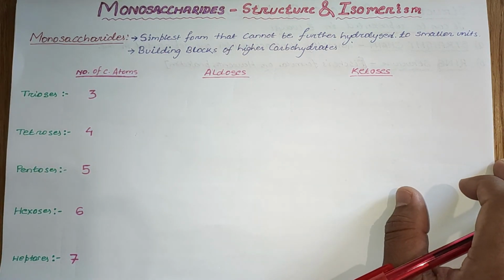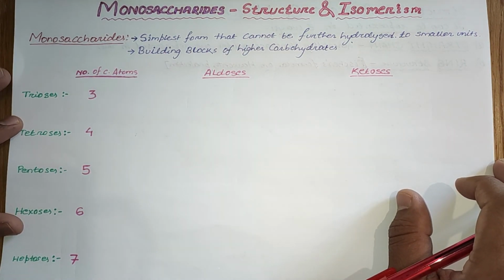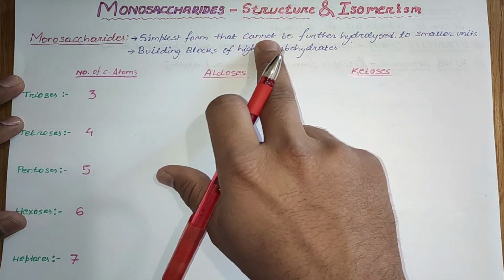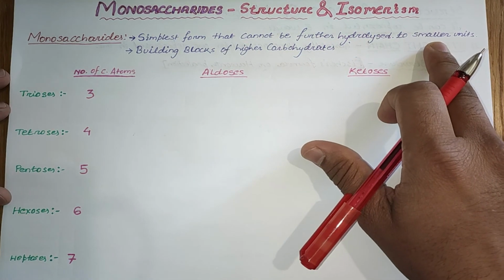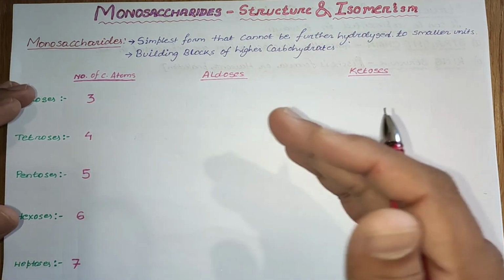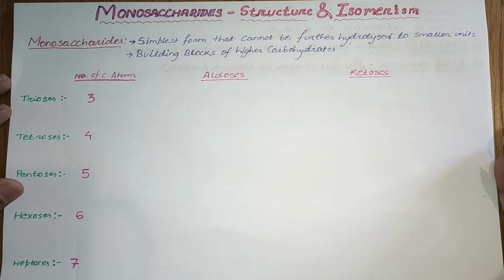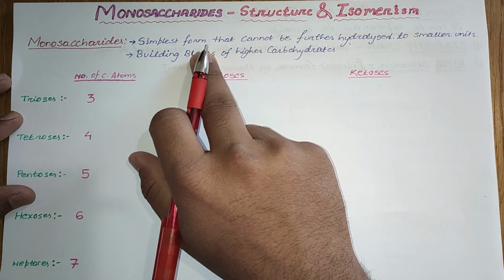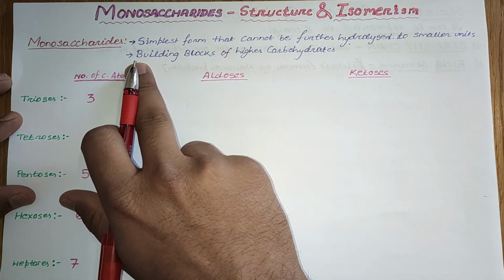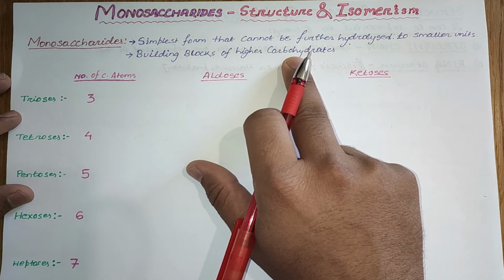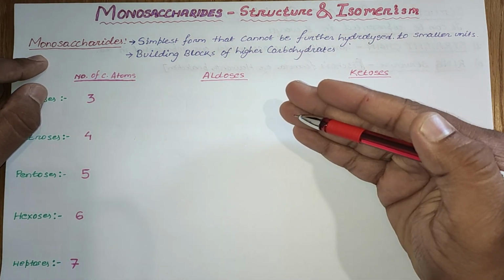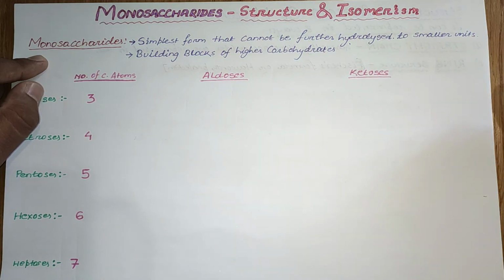Okay, so let's start. What is a monosaccharide? A monosaccharide is the simplest form of carbohydrates that cannot be further hydrolyzed into smaller units. So the monosaccharides will not have any smaller units when acted on by water, or hydrolysis. It is a building block of higher carbohydrates, meaning a building block for disaccharides, then oligosaccharides, then polysaccharides.